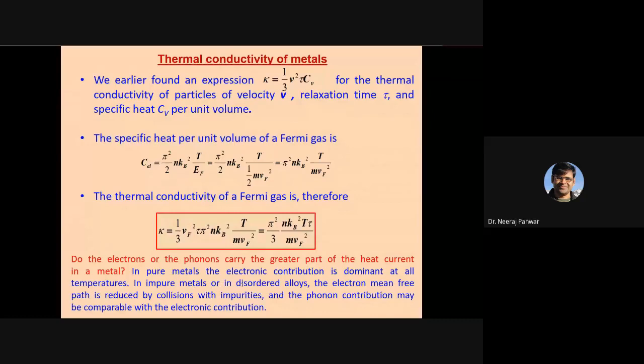In impure metals or in disordered alloys, the electron mean free path is reduced by collisions with impurities. And remember, tau equals tau_F, that is proportional to l_F. So their mean free path is reduced. Therefore, kappa due to electrons in such impure or disordered alloys would be smaller, and there the phonon contribution to the thermal conductivity will dominate, or it would be comparable with the electronic contribution.